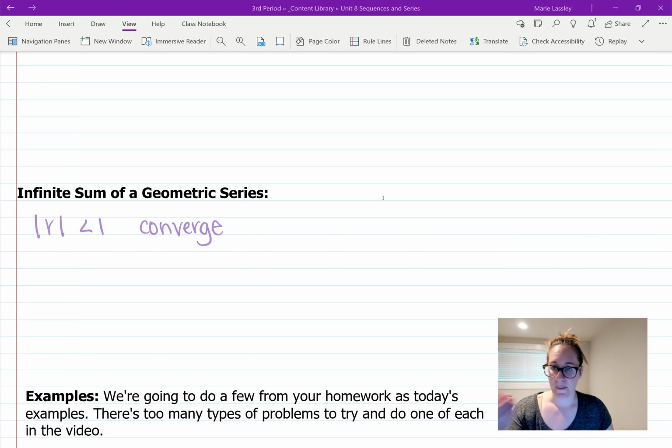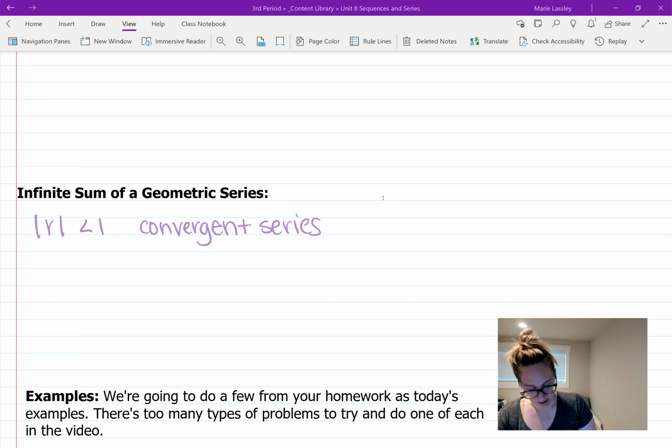Okay, so that common ratio has to be some number less than 1 in absolute value, right? We're not talking about negative being less than 1. So somewhere between 0 and 1, you're just looking at the number itself, not the negative or positive sign. It will be a convergent series. And to find what the infinite sum is, there's a really easy equation.